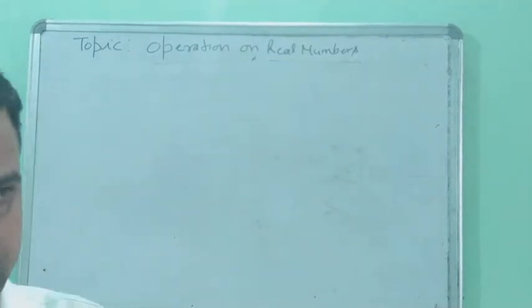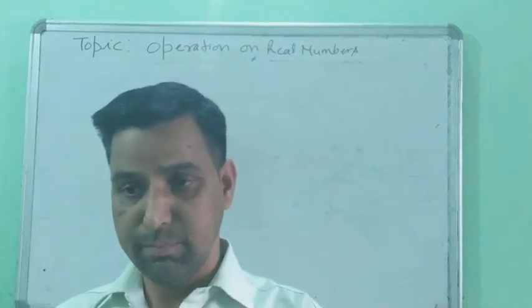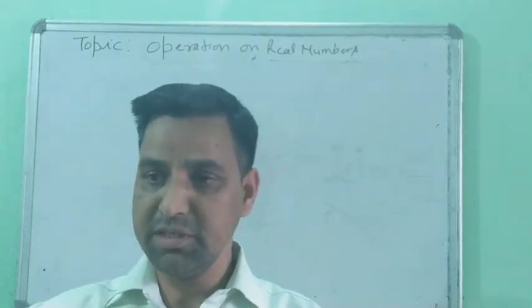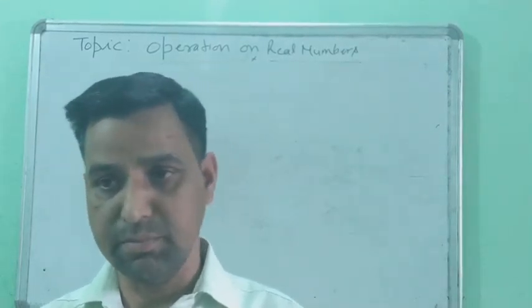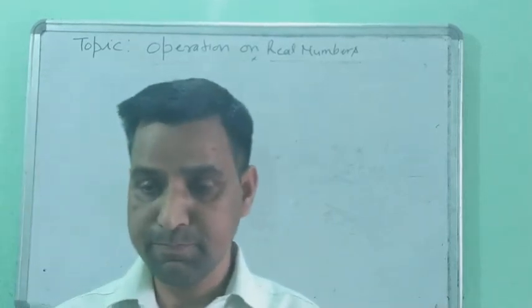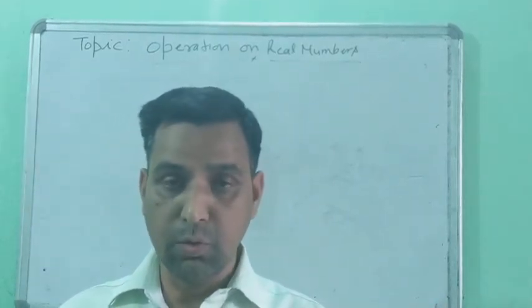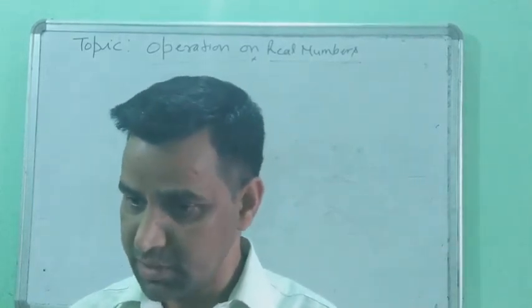division and subtraction rules. When you multiply two rational numbers, the result is always rational. When you divide two rational numbers, the result is always rational. When you subtract two rational numbers, the result is always rational. When you add two rational numbers, the result is also rational.